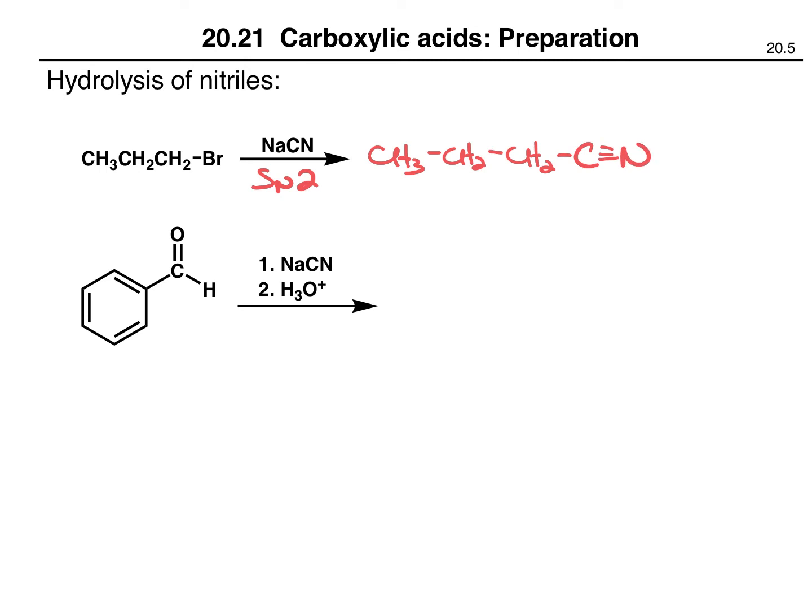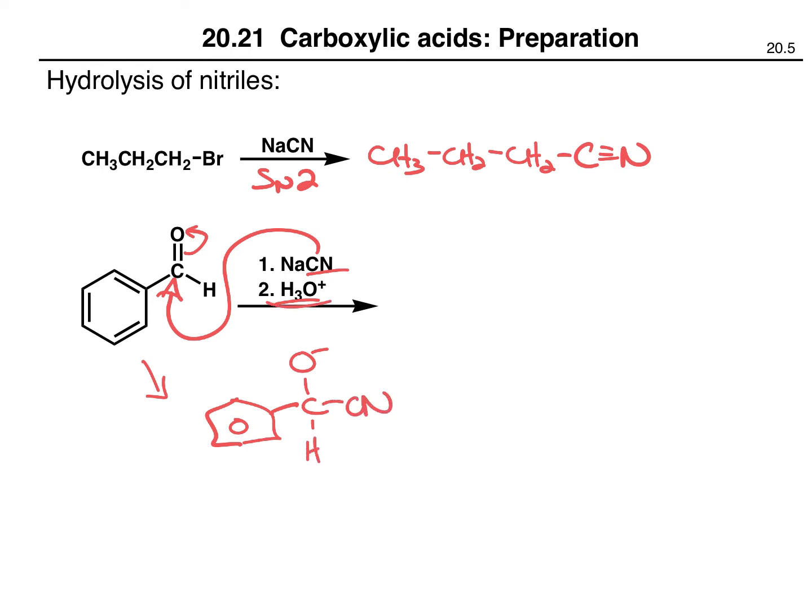We also saw more recently that if we have an aldehyde, we can treat it with CN- followed by aqueous acid. Keep in mind, here we're talking about nucleophilic addition to an aldehyde, and so we get this, and then with dilute mild aqueous acid workup, we get a cyanohydrin.